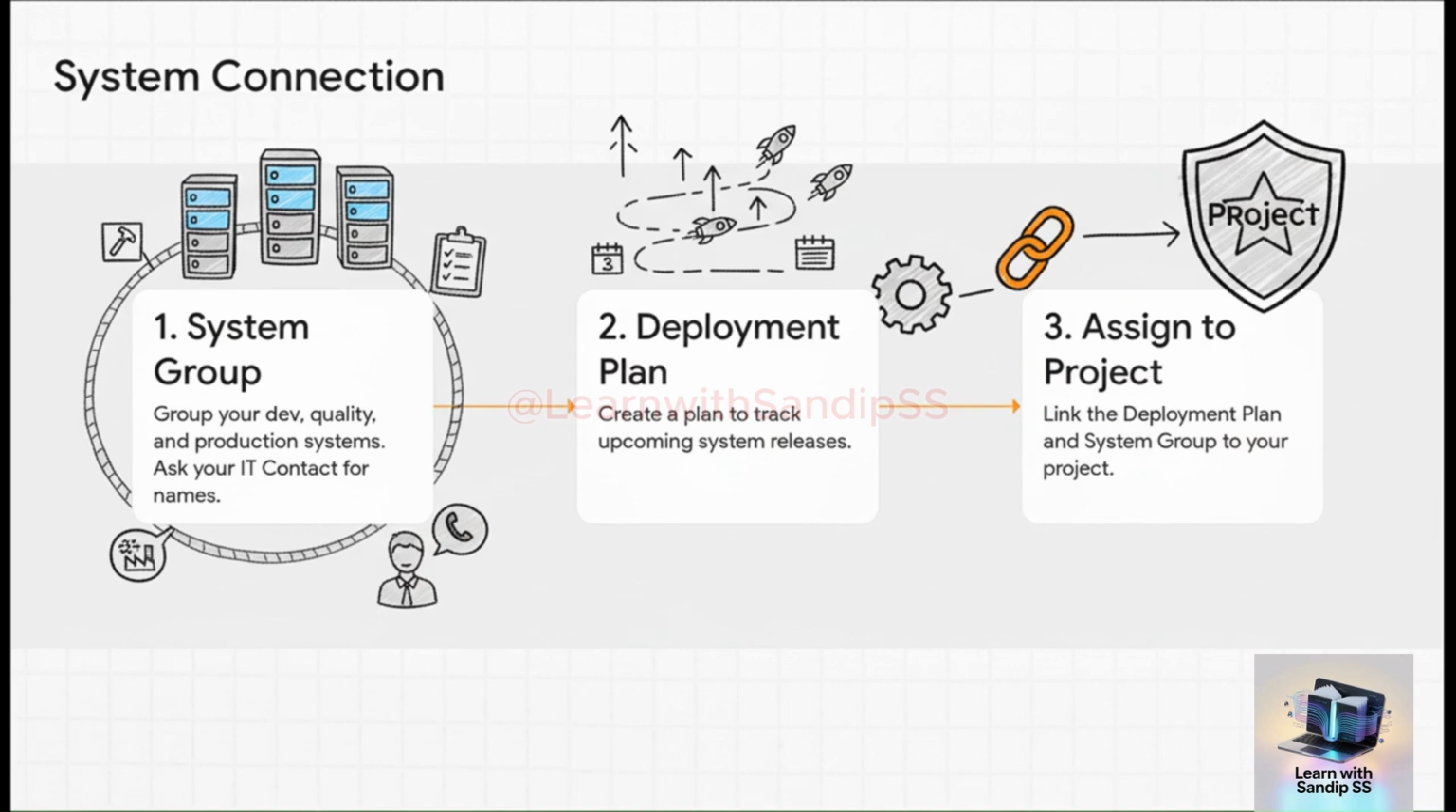First, you create something called a system group. This is basically just a little bundle for your development, quality, and production systems. You will need to get the exact system names from your IT contact for this. Step 2, you create a deployment plan, which is just a way to document your release cycle. And the final step, you just assign that plan to your project.